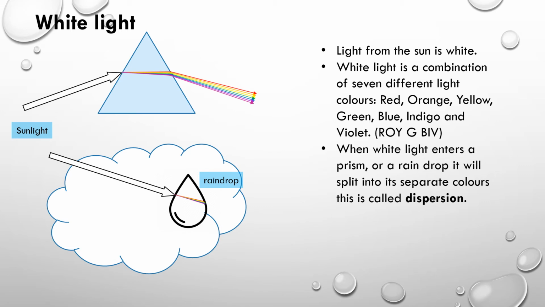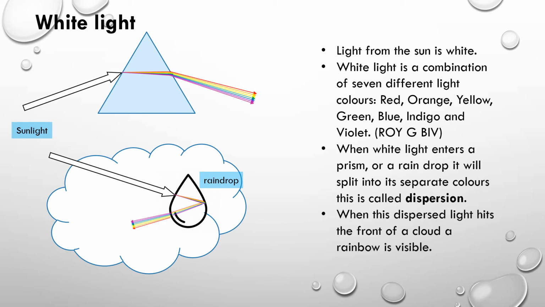The difference about a raindrop particularly is that on the other side of the raindrop, the light reflects, it bounces back. And then as it gets to the left-hand side, it breaks apart again, and you get this dispersion phenomenon happening. And this is then projected onto the cloud, and it produces a rainbow.